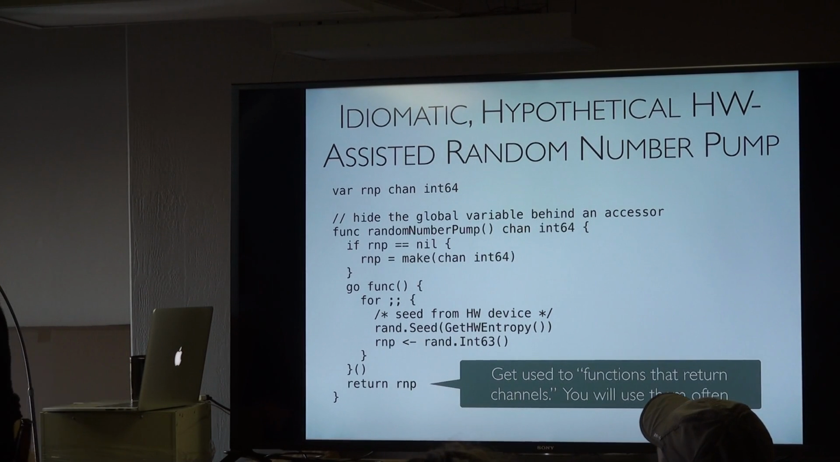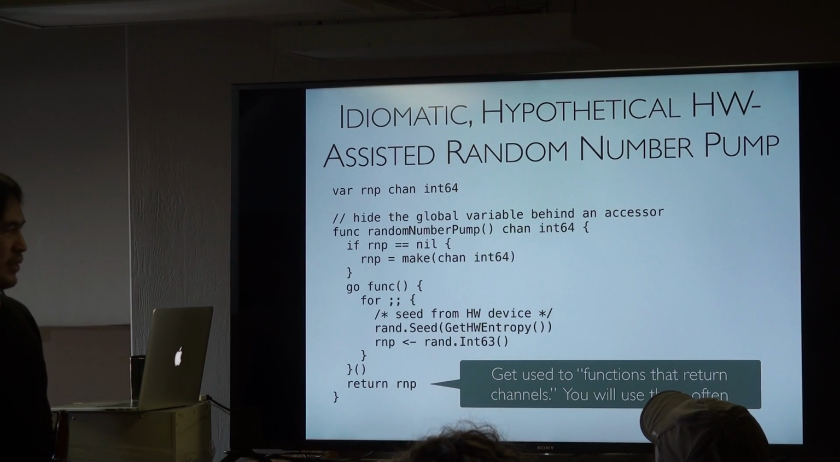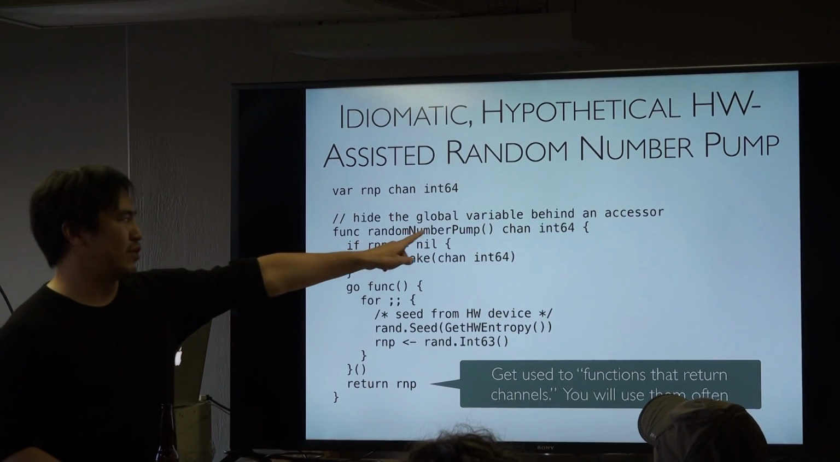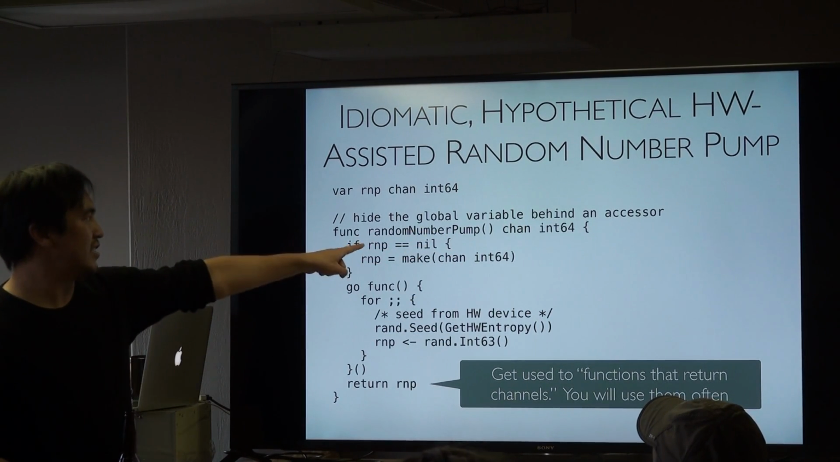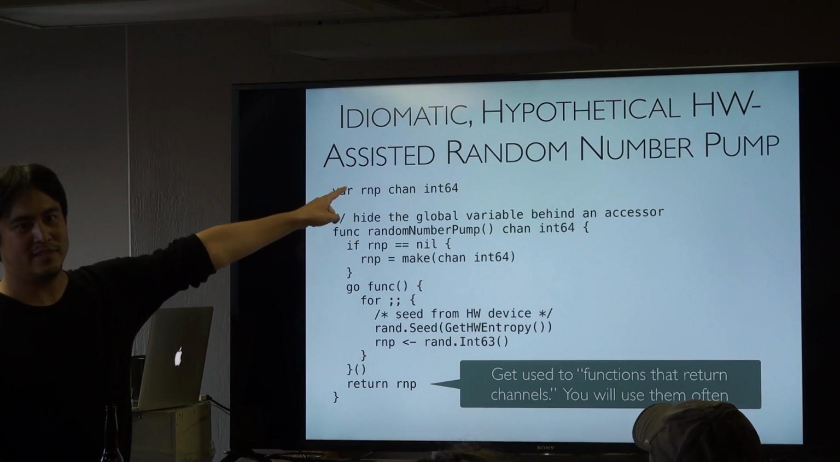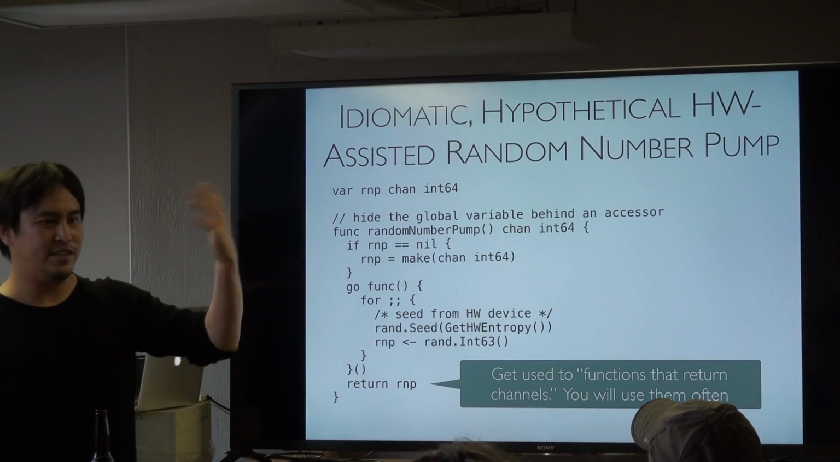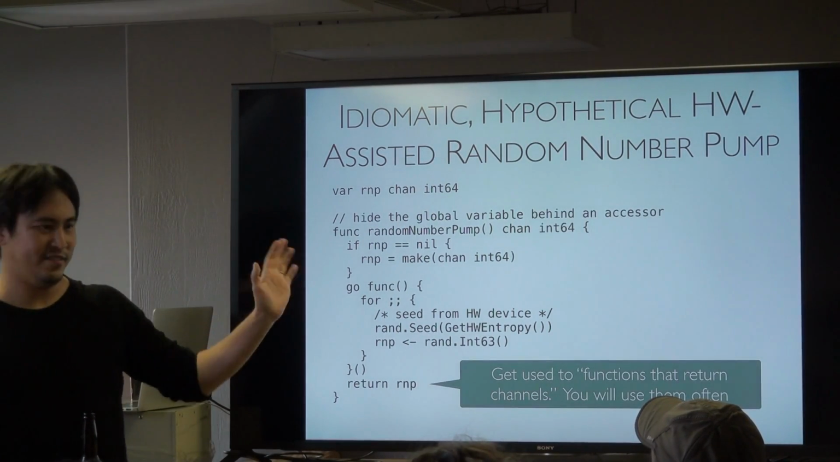I called this slide the idiomatic hypothetical hardware-assisted random number pump, just to test the limits of Keynote's ability to do slide titles. But basically, what we're doing here is wrapping this global variable behind an accessor, possibly in its own file or its own package or whatever.